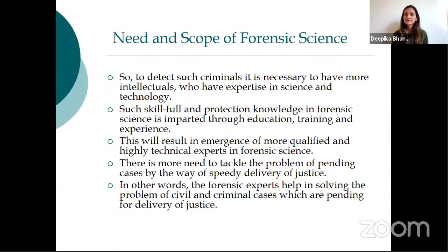There is more need to tackle the problem of pending cases. You know, there are lakhs and lakhs of cases in Indian courts which are lying pending because there is no evidence.